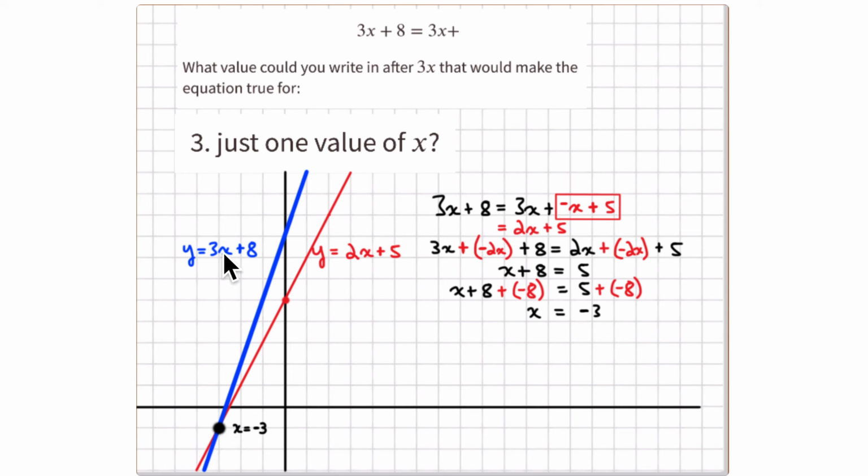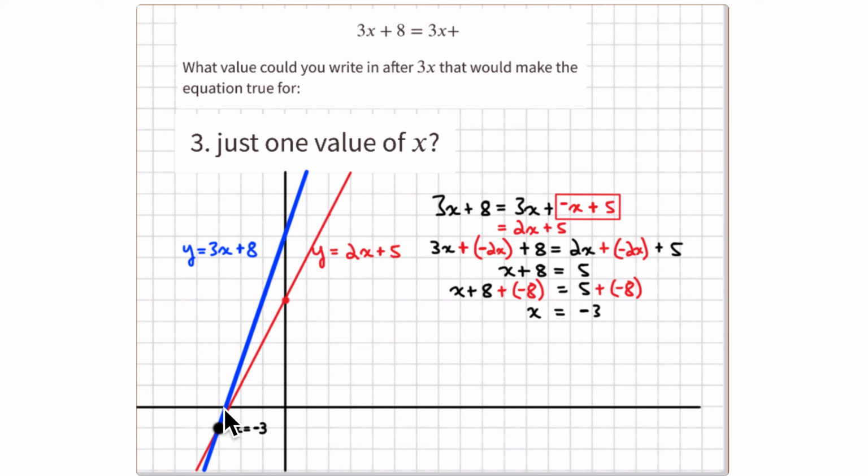If I use this equation right here, or the right side of the equation, negative 3 times 2 is right here. 2 times negative 3 is negative 6, plus 5 is negative 1 as well. And so if I use this side, I get negative 1. If I use this equation, 2 times negative 3 is negative 6, plus 5 is negative 1. I get y equals negative 1 as well.